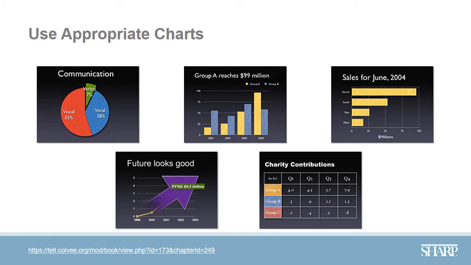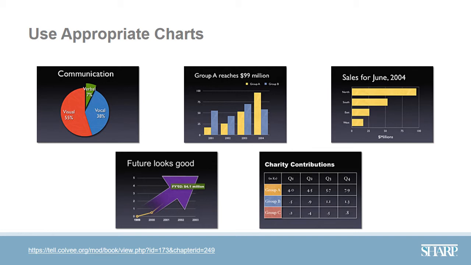And you'll notice here this example is about communication. How do you like to communicate? Verbally, visually, vocally, right? Audibly listening. It's very simple. The pie chart helps you understand what percentage of 100 is happening.